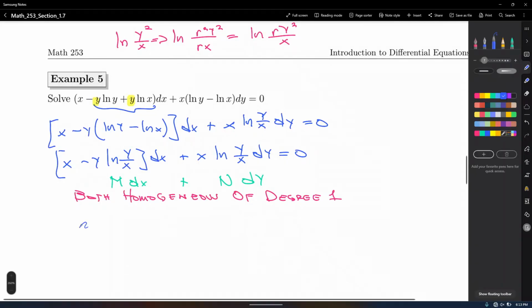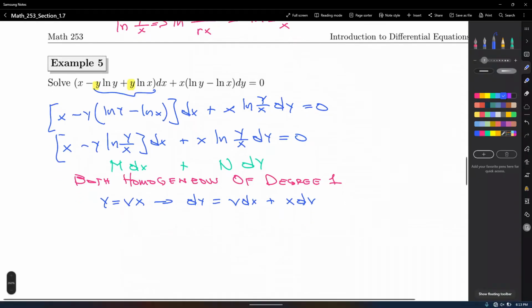What was that? y equals vx, and dy equals v dx plus x dv. All right, v dx plus x dv. Let's get to substituting this.